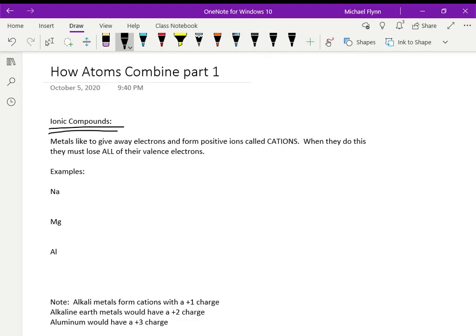So here's the deal. We already know that metals like to give away electrons and form positive ions called cations. So we just told you that. Now the deal is, though, they have to lose all of their valence electrons, just the valence ones. Remember, they don't lose all their electrons, period. They just lose the valence electrons. So, for example, sodium will lose 1 electron to empty its valence shell.